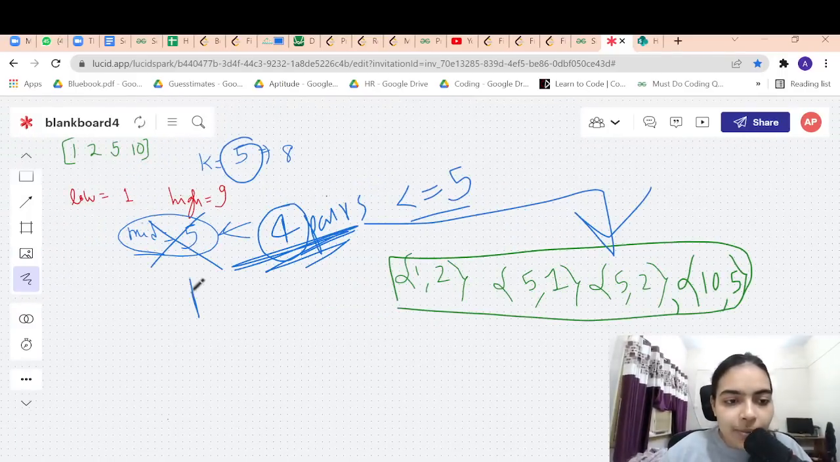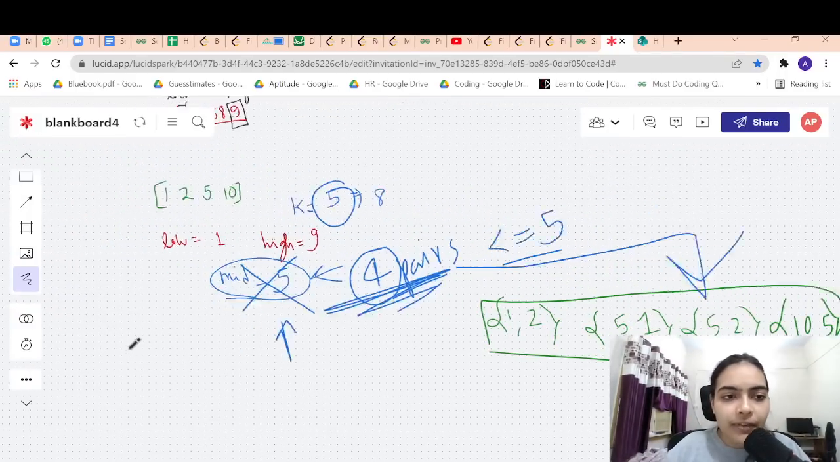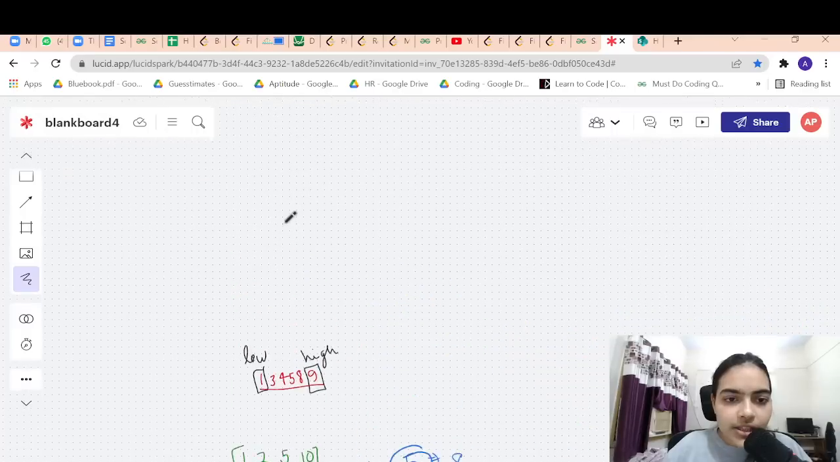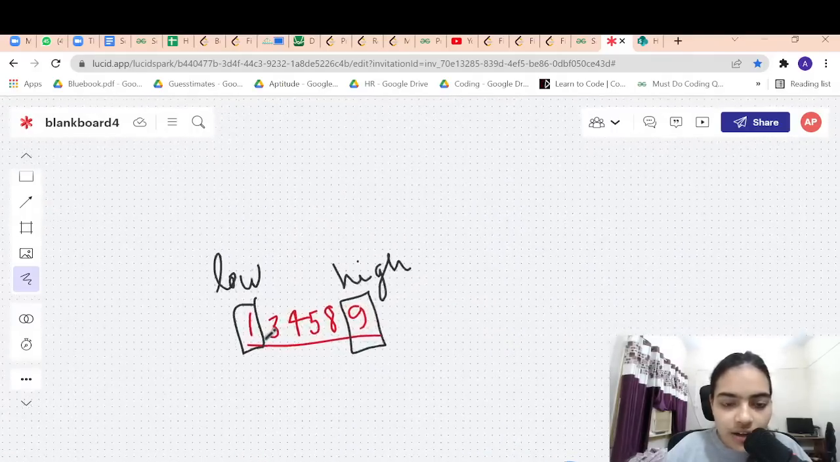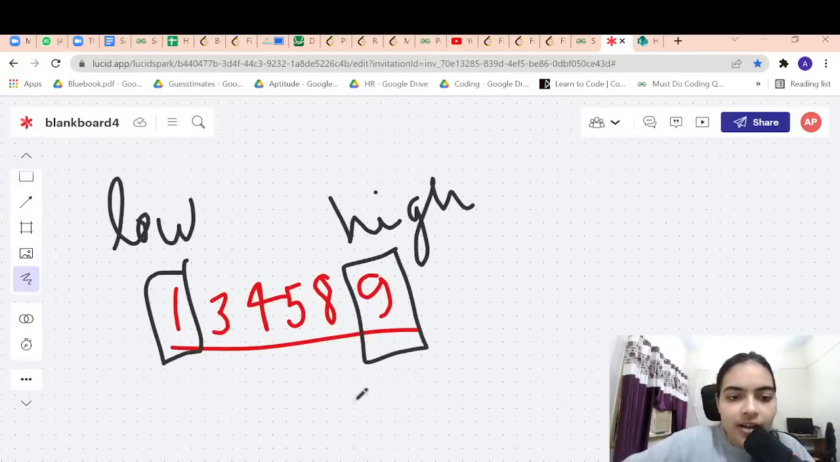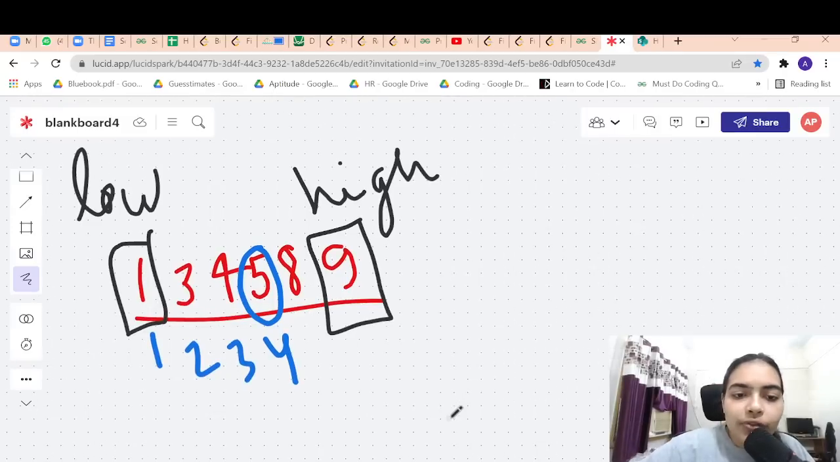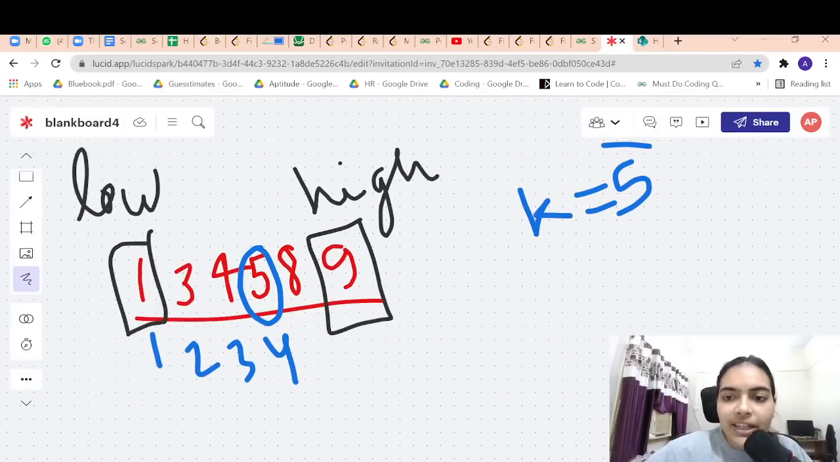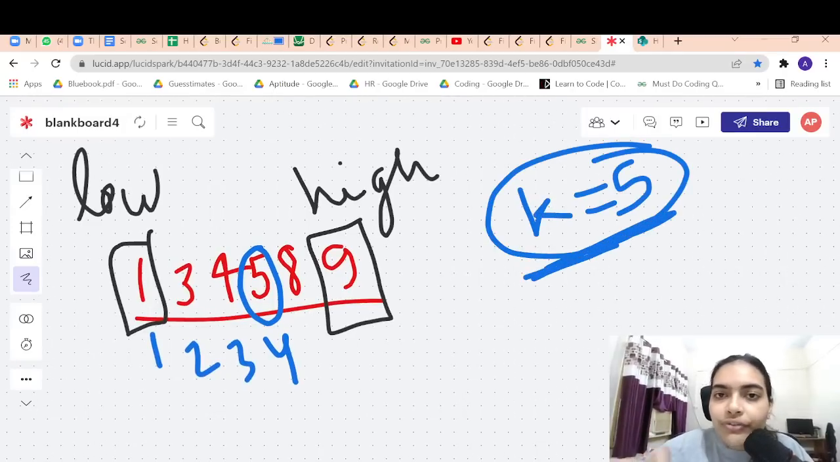We have to increment our mid. Why do we have to increment our mid? Notice this carefully. These are all the absolute differences, right? We checked for 5. 5 is at the 4th position. There are 4 pairs less than equal to 5. But what we want in our case, for the example k equal to 5, is the fifth smallest pair.